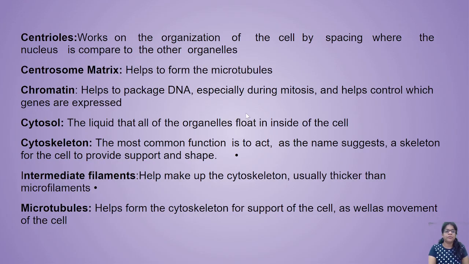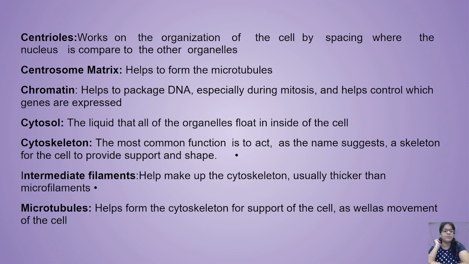Apart from all these organelles, we also got centrioles, which work on the organization of the cell by spacing where the nucleus is compared to other organelles. We also have the chromatin. I told you there are two types of chromatin: heterochromatin and euchromatin. Based on the microscopic observation, euchromatin is a light colored chromatin, and heterochromatin is a dark colored chromatin under microscope.